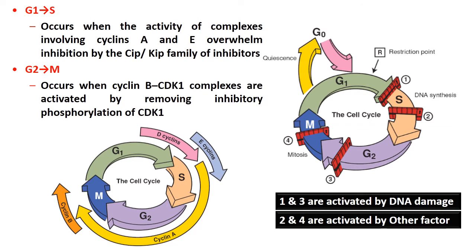So checkpoints 1 and 3 are activated by DNA damage, and 2 and 4 are activated by other factors. This is the background knowledge. For the pathology we will just see.